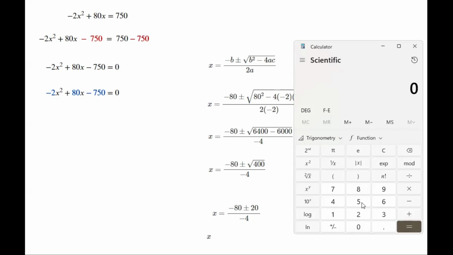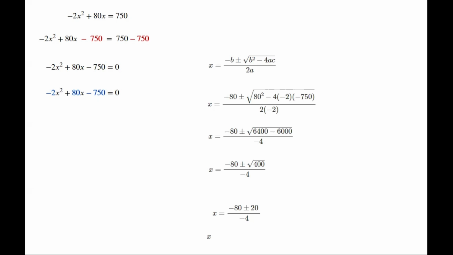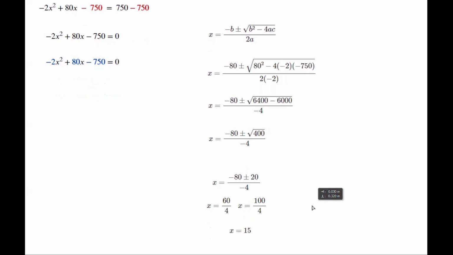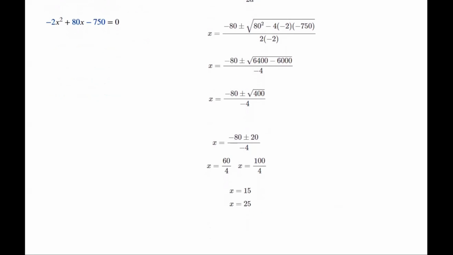All right, or we could do negative 80 minus 20 instead of plus, and then divide that by negative 4. That gives 25. So our two possible answers are either 15 or 25. Now, it may be tempting to stop here. Look at that, you solved it, great.